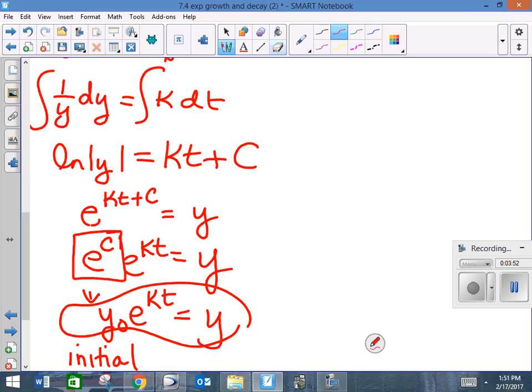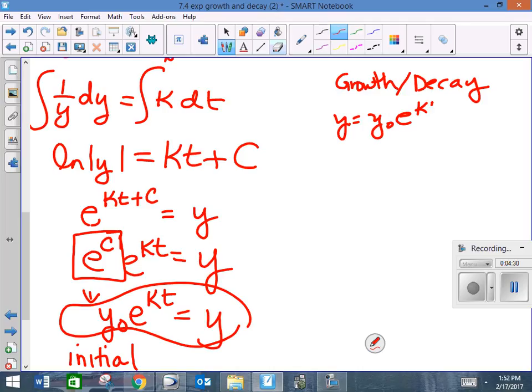Y sub 0 is usually the initial value because we're talking about what this started as. If you'll remember it when we go on, I'm pretty sure. So use that instead of K. Is this like what we did with the other problems? For the growth and decay problems, you want to use this, and then the k will show up somewhere else in the other ones.